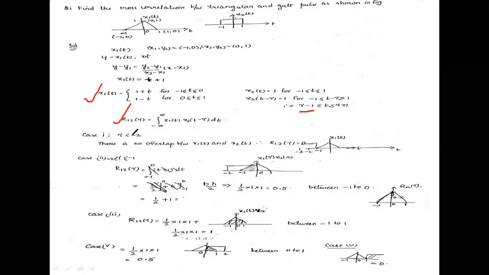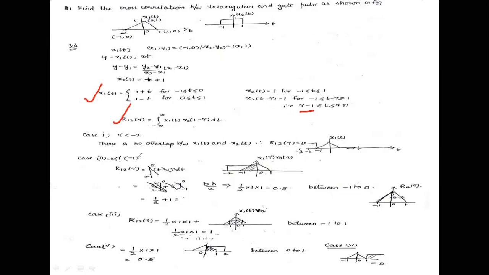Case 1: tau is less than minus 2. There is no overlapping between x1 of t and x2 of t. So the triangular wave and the gated wave are not overlapping here.